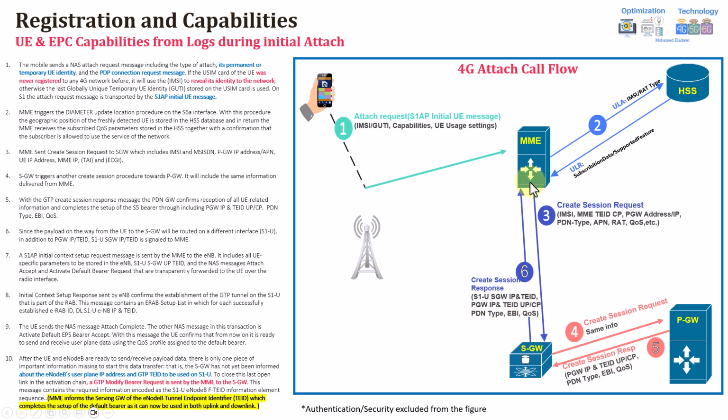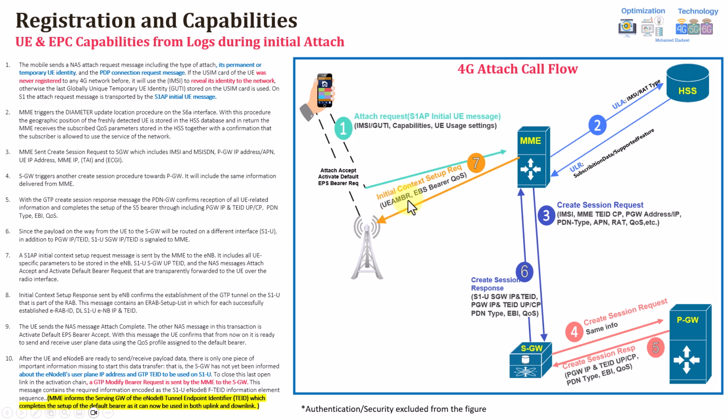Once this message is being received, the MME needs to communicate back to the eNode B, asking the eNode B to start creating the context for this particular user. So now it will be sending this initial context setup request, which is actually the equivalent to the attach accept message and activate default EPS bearer request.